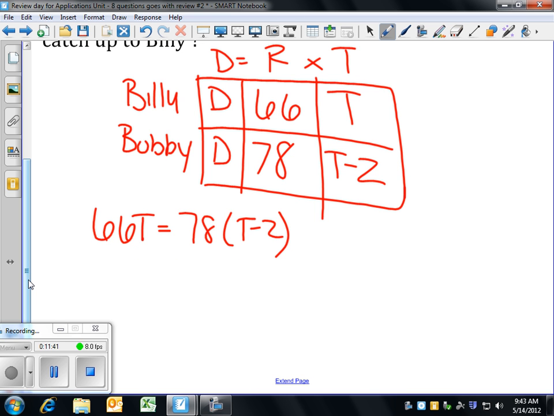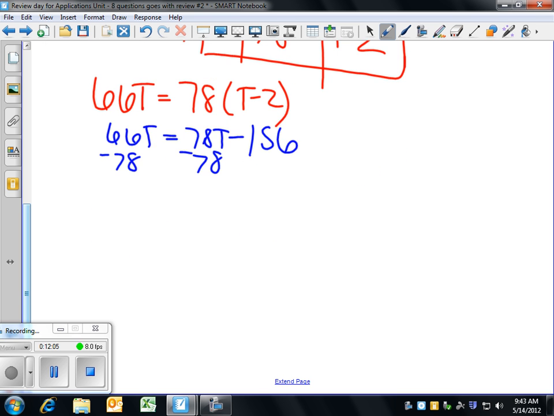I'm sorry, I just thought this was review. 66t equals 78t minus 78 times 2, which is 156. Does that make sense? So now what do I do next? I divide and then subtract 78. Why would you subtract 78? Well, there's 78t, and we want to get all the t's to one side, so you subtract. Did you get 13 for that?